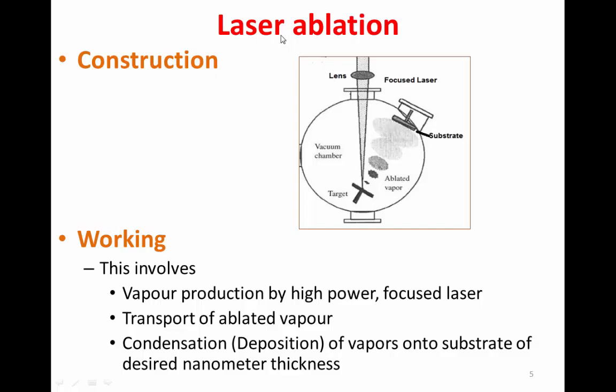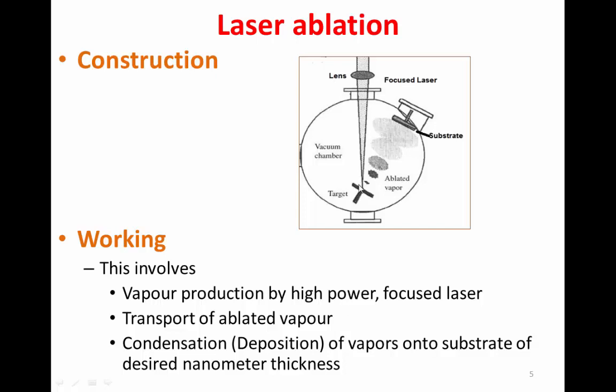The laser ablation technique involves three major steps. In the first step, vapor is produced by a high power focused laser. Here, the highly focused laser is incident onto this target material. Because of the high energy of this laser beam, the materials will be ablated. The materials will be evaporated from this target. In the second step, the transport of the ablated vapor takes place.